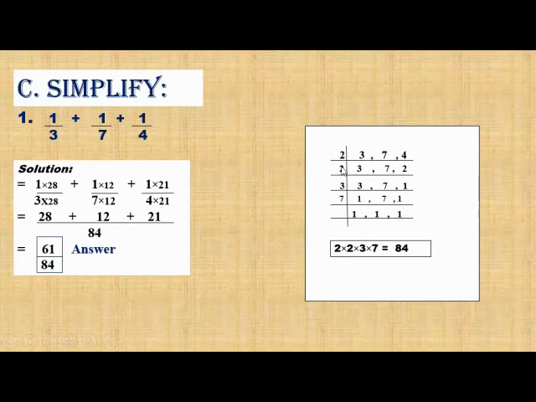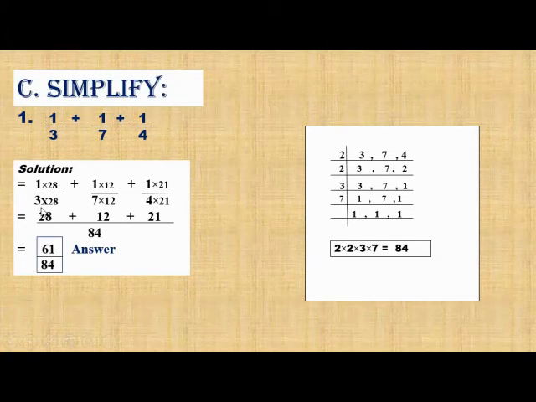Now move to the table of 3. 3 ones are 3, 7 is here, and 1 is here. 7, 1 is here, 7 ones are 7, 1 is here. Now multiply these factors. 2 multiplied by 2 multiplied by 3 multiplied by 7. 2 2s are 4, 4 3s are 12, 12 7s are 84. 84 is your LCM.